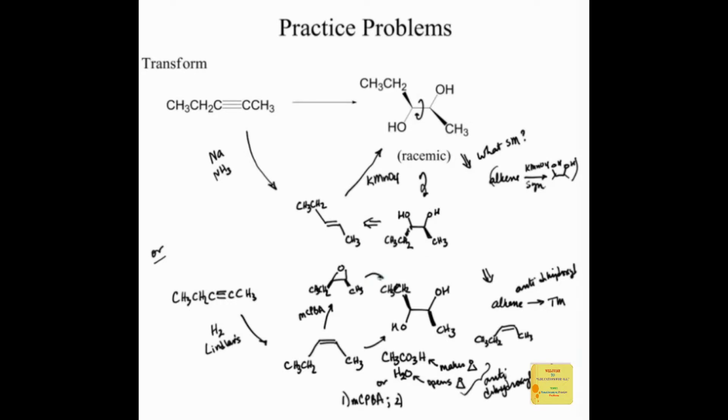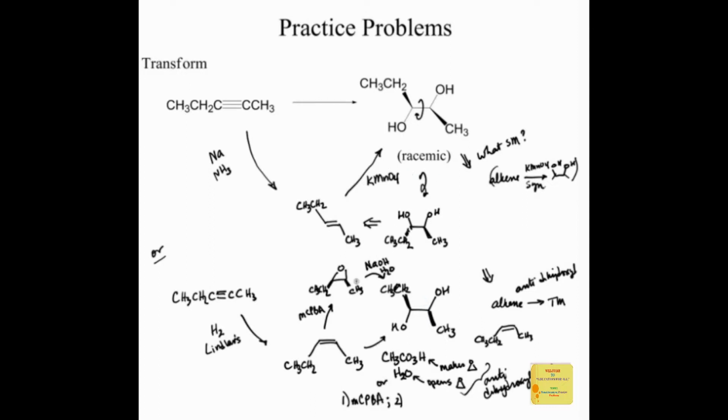Cis to each other, and then we can open that up with water. We could either do that with basic conditions or acidic conditions. Let's say NaOH, water. For example, that would open up the epoxide ring with hydroxide, and we would get our two OHs coming from opposite directions.